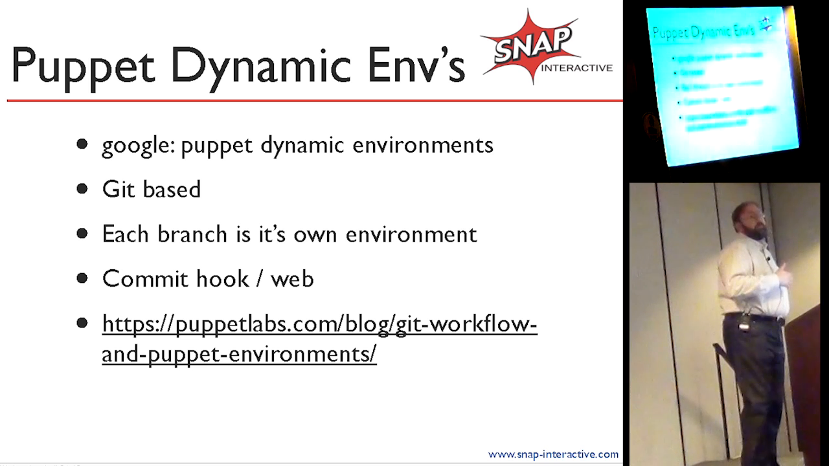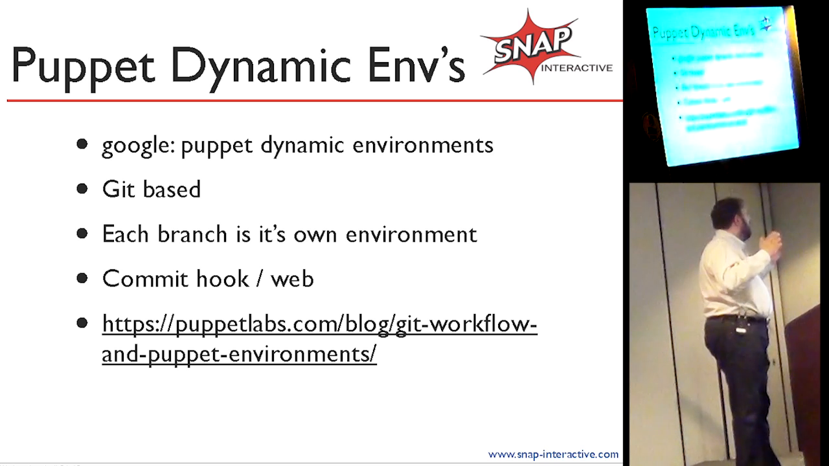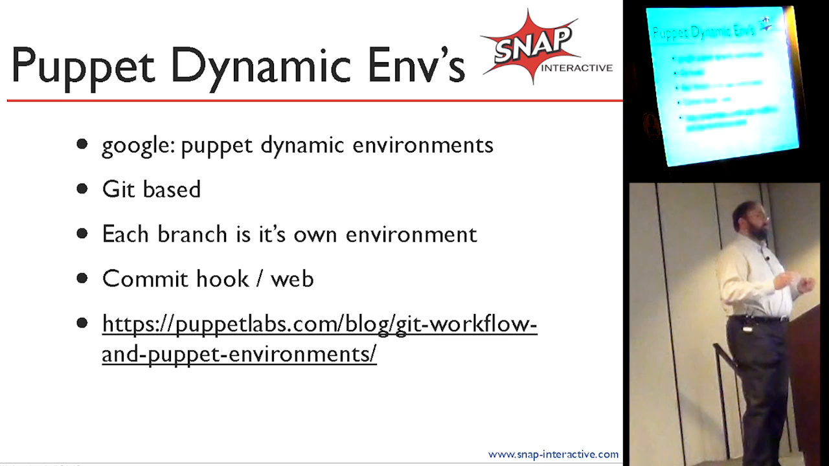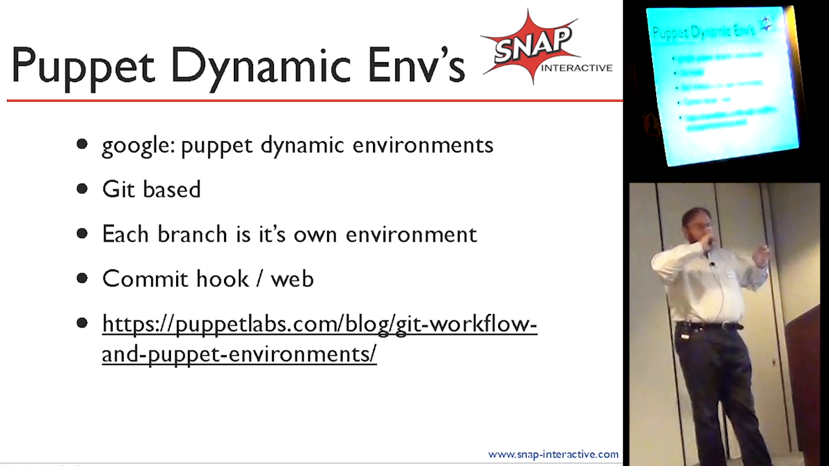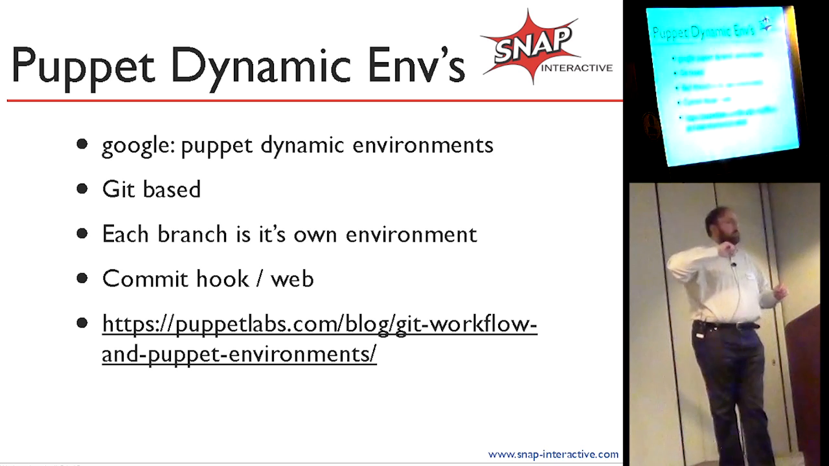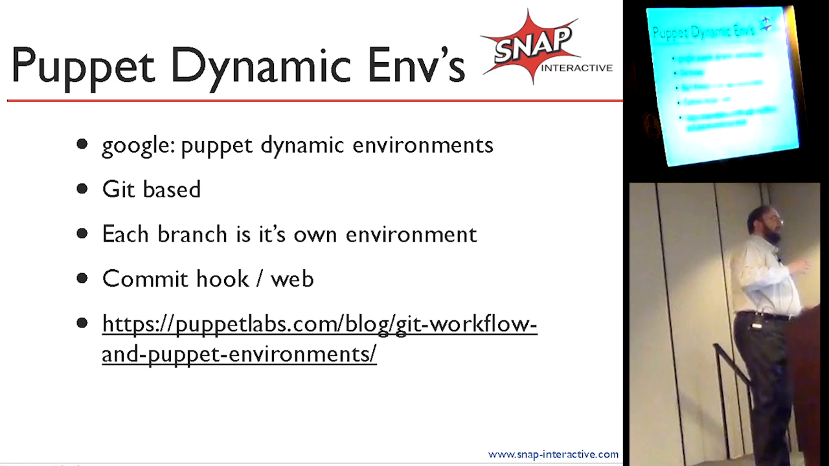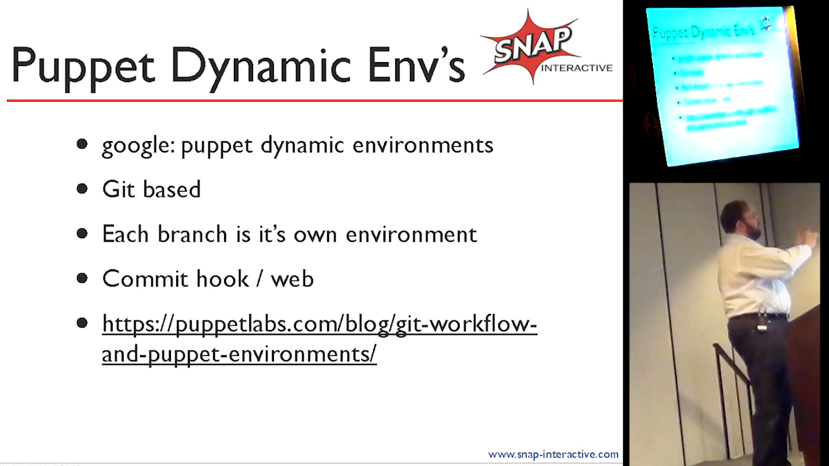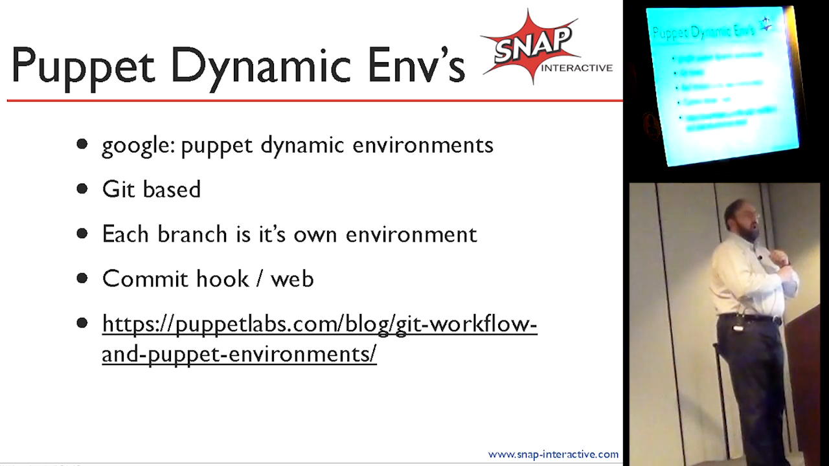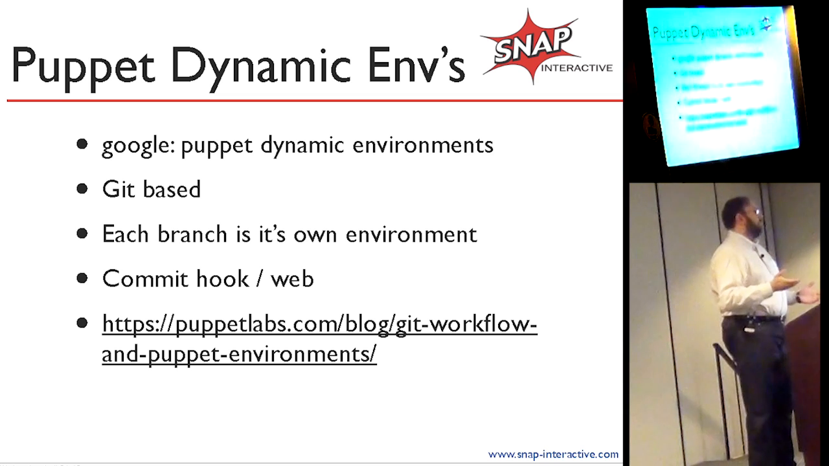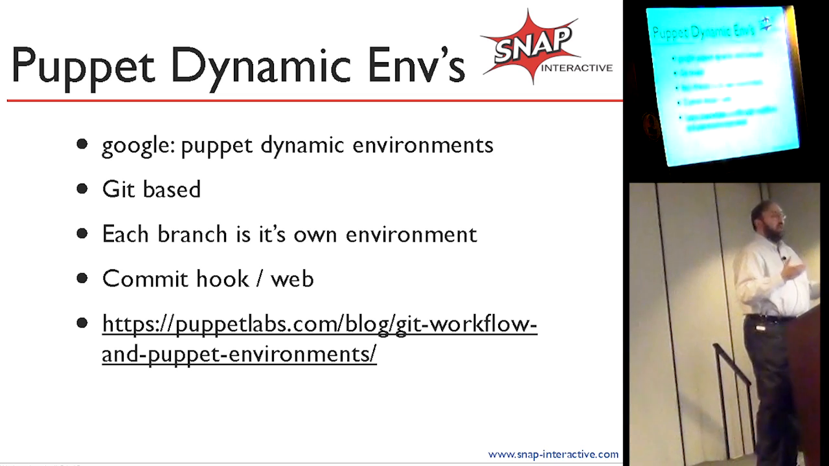What Puppet dynamic environments allows you to do is have each branch be its own environment. Just like Paul was talking about before, where you can set the environment on the system. You're going to specify on the command line puppet agent --test --environment and then the name. That's going to let you actually test on any particular system you have, be it dev or something else, that new code branch that you're bringing in and testing.